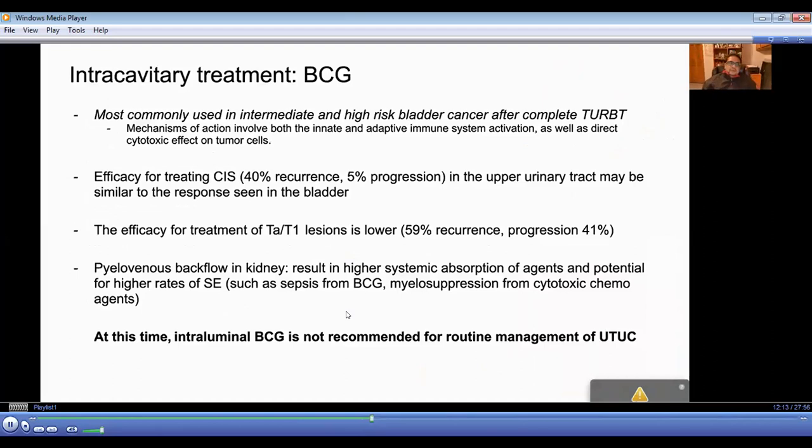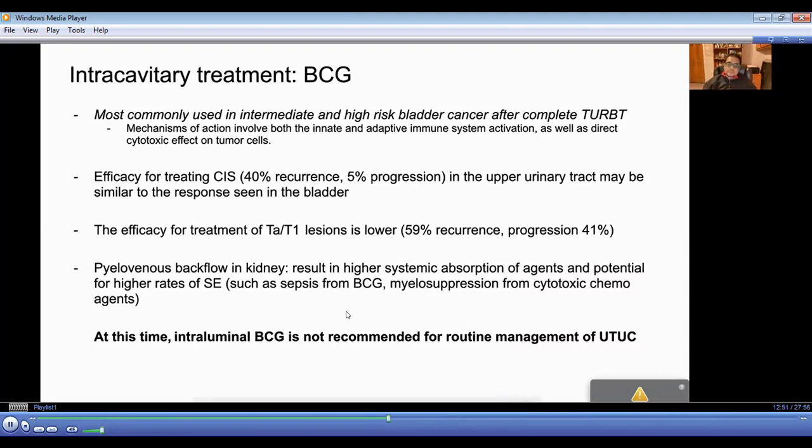Then comes the role of intracavitary treatment. BCG has been utilized for bladder cancer, and similarly, its efficacy has been reported in upper tract disease as well, comparable. However, the efficacy of the treatment of T1 and Ta lesions is lower, with a higher recurrence and progression rate. There is a theoretical risk of pyelovenous backflow in the kidney, which may result in higher systemic absorption of any agent like BCG, which can result in sepsis, or myelosuppression from a cytotoxic chemotherapeutic agent.